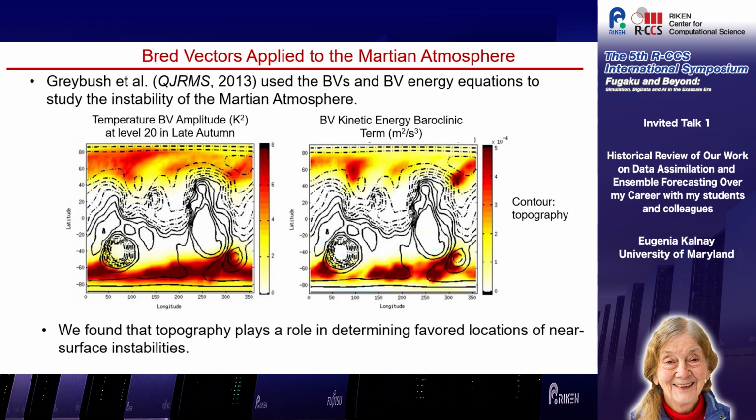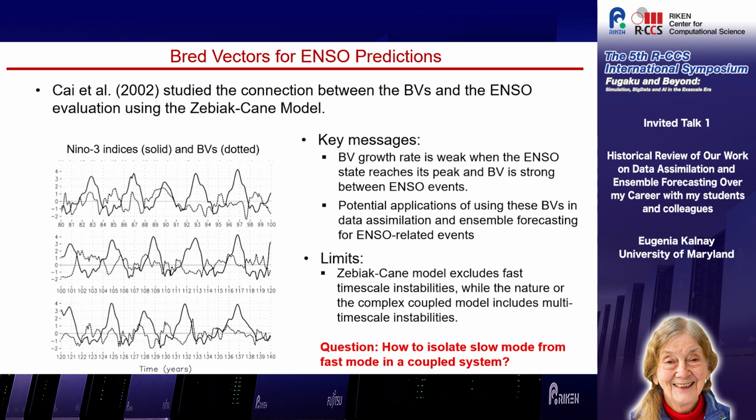With my student Steve Greybush, we extended the application of the breeding vectors to the Martian atmosphere and used it to understand the instabilities of the Martian atmosphere. We found that topography plays an important role in determining favored locations of near-surface instabilities on Mars.